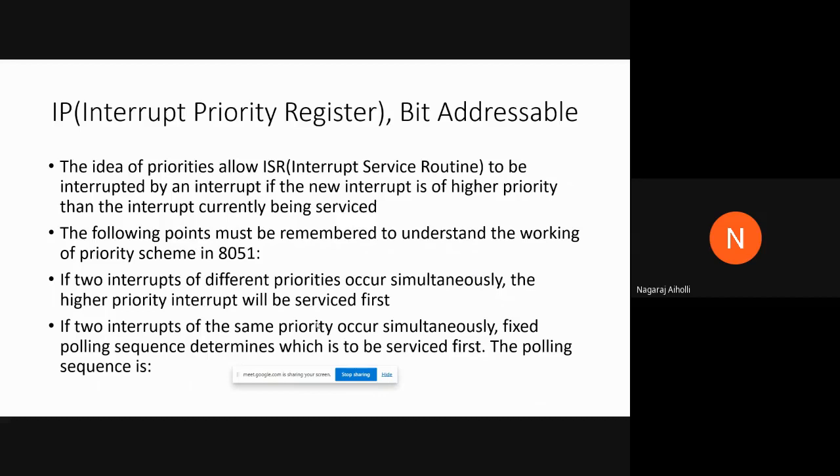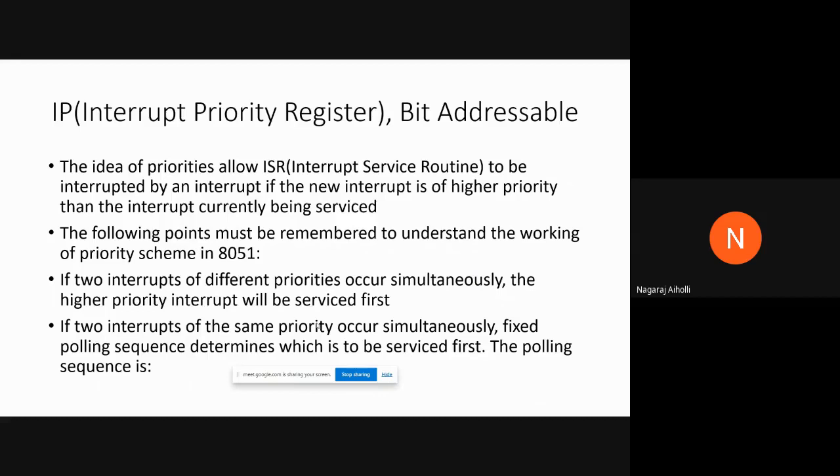These points should be remembered to understand the working of the priority scheme in 8051. If two interrupts of different priorities occur simultaneously, then the interrupt which has higher priority will be serviced first. This is the first point.